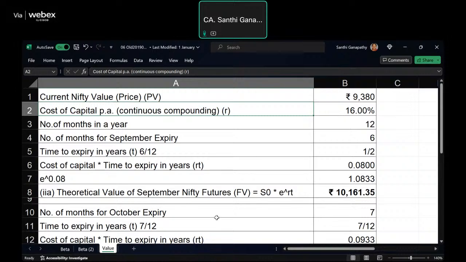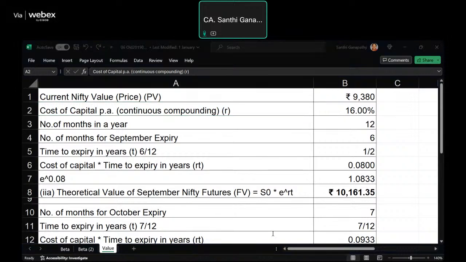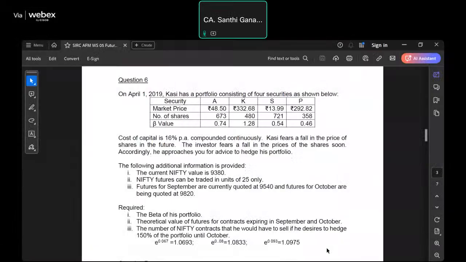Cost of capital, if you look at the problem, is given as 16%, compounded continuously. That is why we are taking e to the power rt. Now, what does the problem state? Let us look at the problem once again. Required beta of his portfolio, which we already found.